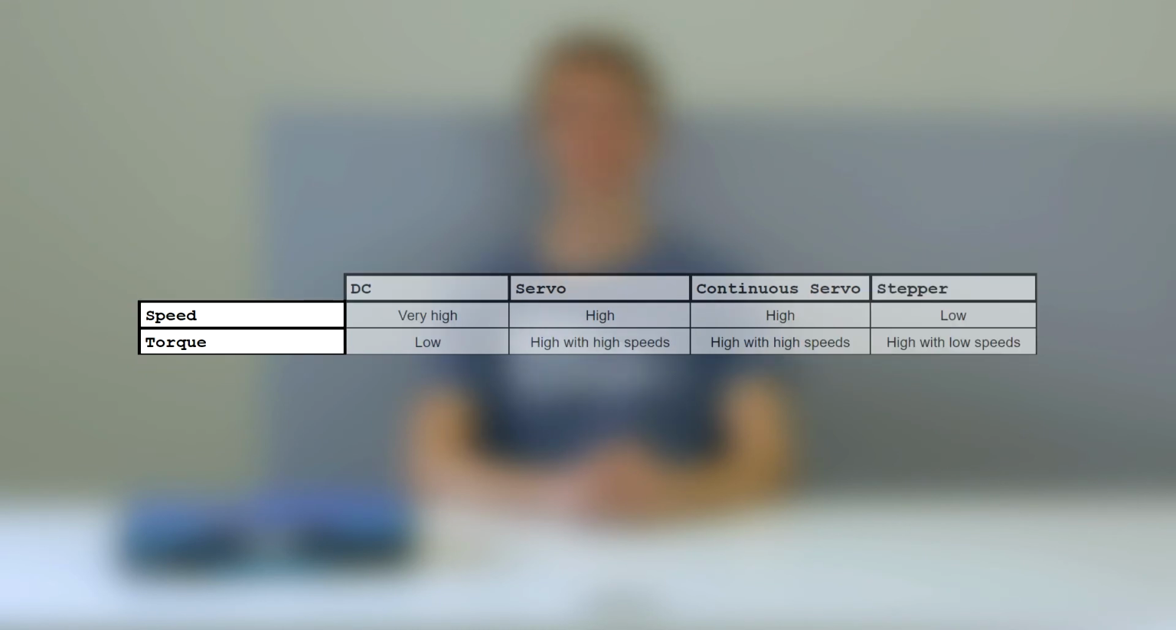Next, the speed and torque. As a rule of thumb for all motor types, there is a trade-off between speed and torque. Low speeds equal high torque, high speeds equal low torque. DC motors can reach speeds over 10,000 RPM, however, they usually offer low torque. Normal and continuous servo motors generally run at 3,000 to 5,000 RPM, and thanks to the gearing, they offer high torque even at high speeds. Steppers are slow motors but offer great torque at low speeds.